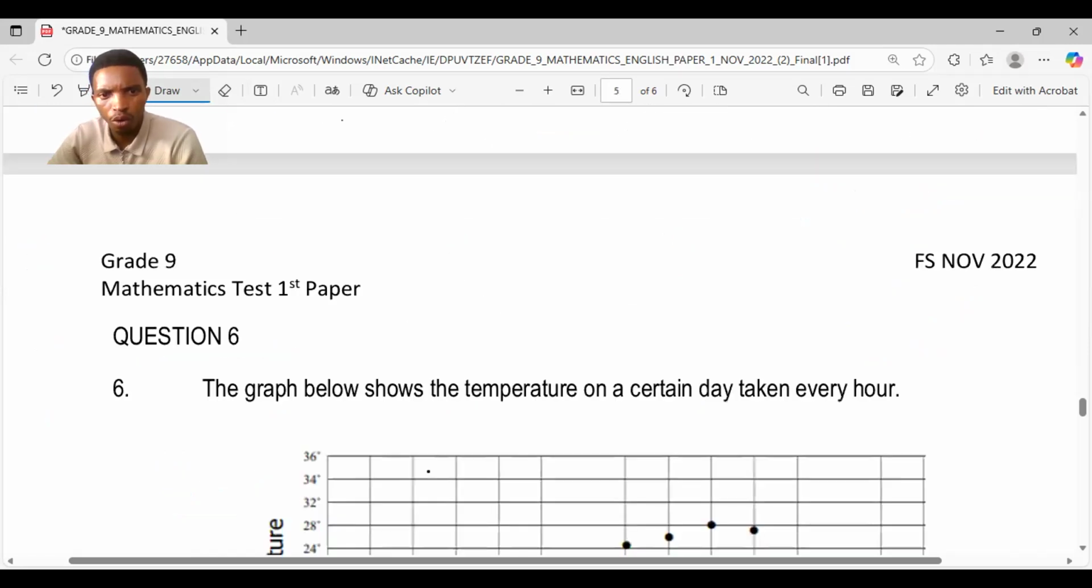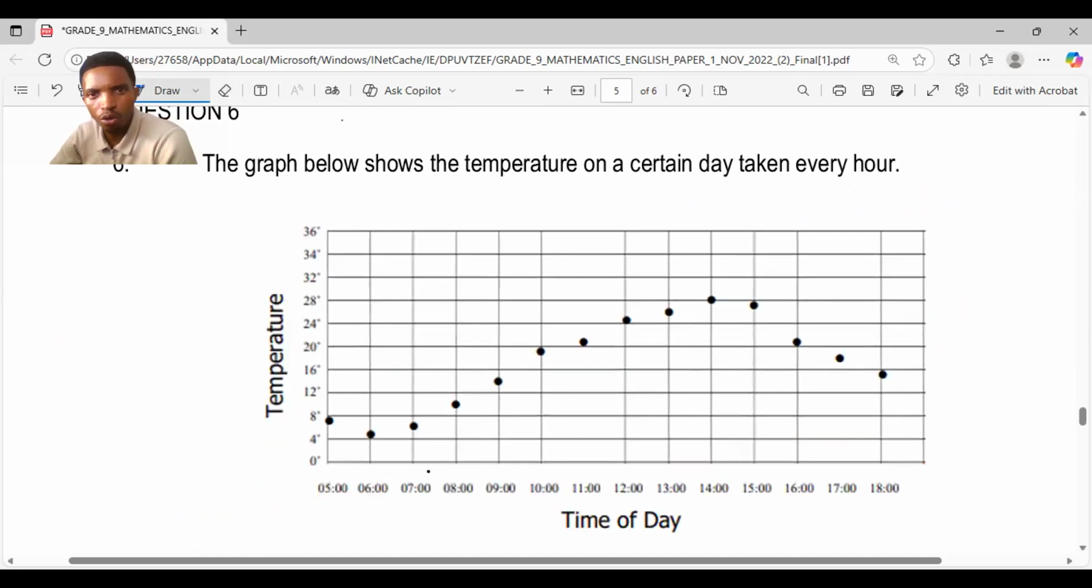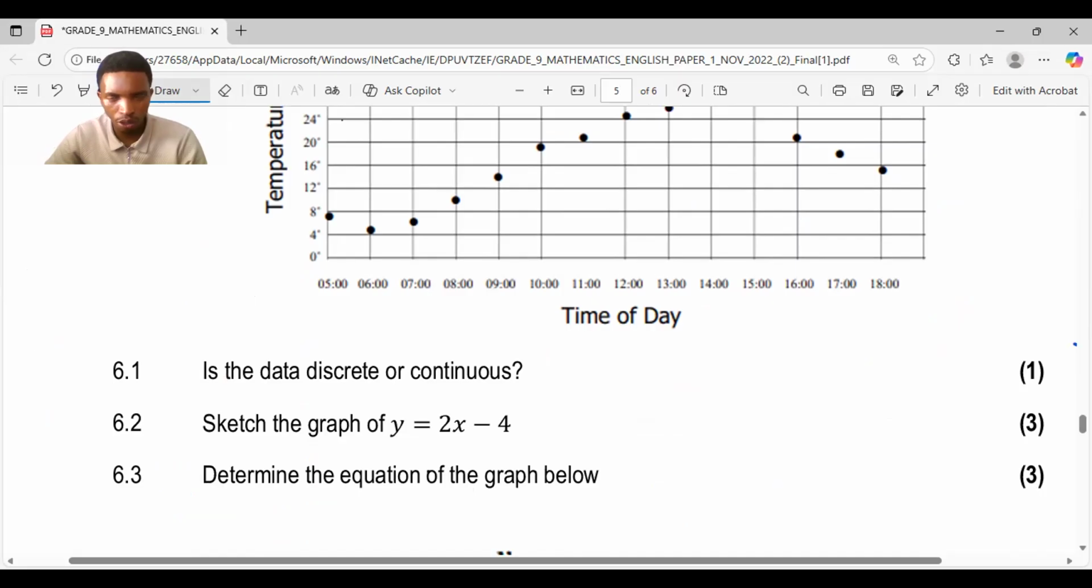And then we go on to the last question, question 6. It's saying the graph below shows the temperature on a certain day every hour. Is temperature counted or is it measured? It's measured, right? So what kind of data is that one? Is it discrete or is it continuous?